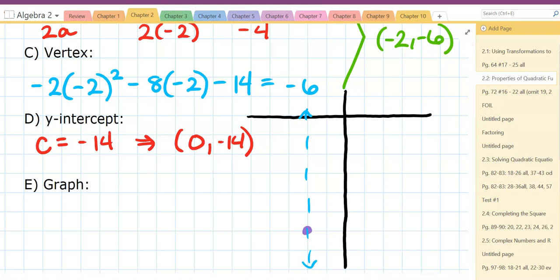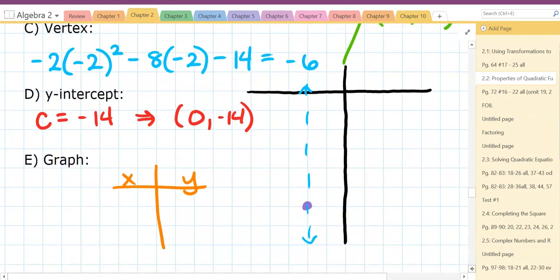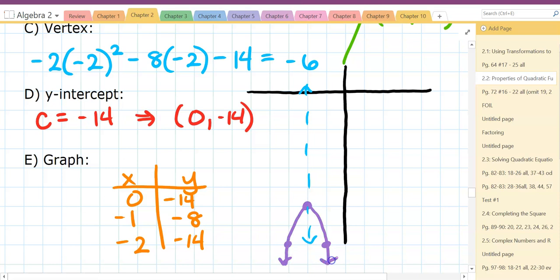If I wanted to, I could just make a little XY chart. You guys could do what we did in section 1. You can put that vertex in the middle, and you could pick a couple points. We know 0 is at -14, so maybe let's look at what -1 does. -1, if you plug it in, you're going to get a -8. That's probably going to be a little bit easier for you to graph because you don't have to worry about estimating anything. So if I go to -1 and go down -8, and then just reflect that over on the left side to get the other point, then I'm able to draw my quadratic graph in.